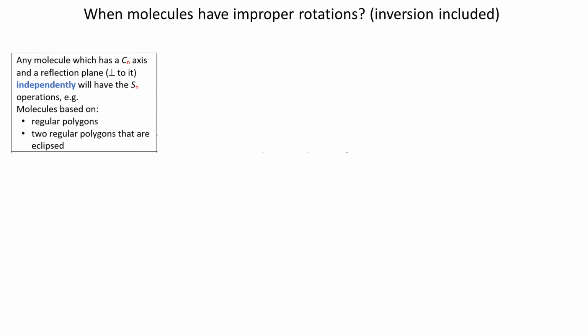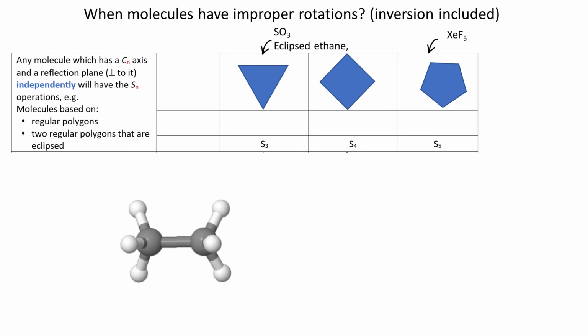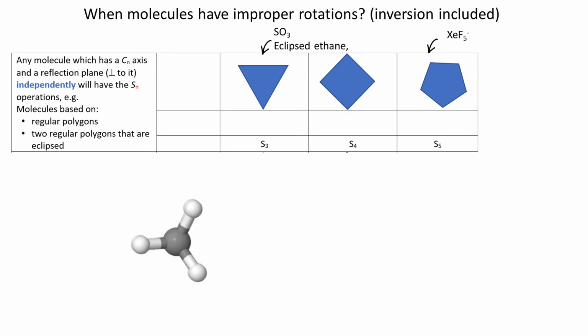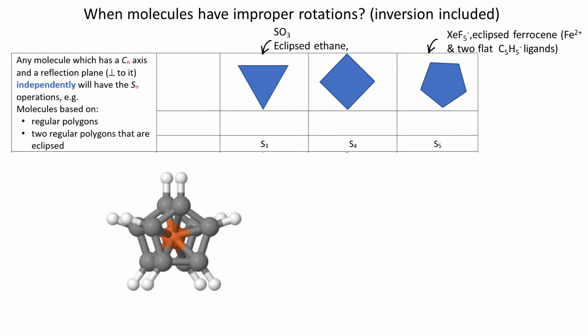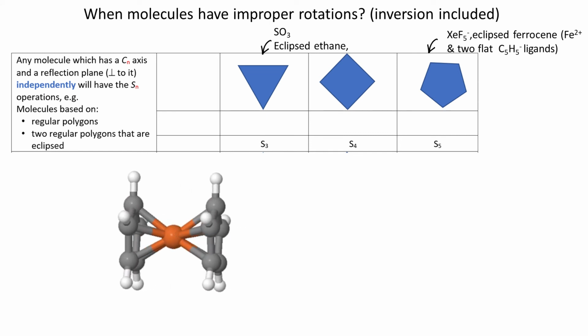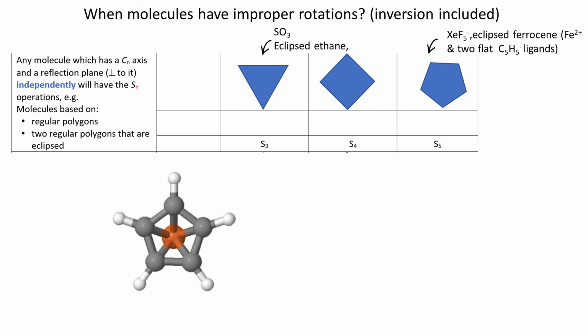There are many structures of molecules that we could use as an example, but let's focus on molecules that are based on regular polygons. They can be flat, for example SO3, a regular triangle, or for example the xenon pentafluoride anion, a regular pentagon, or they can be made of 2 eclipsed polygons. Here we have a model of eclipsed ethane. The structure can be simplified to 2 eclipsed triangles, or more precisely, a triangular prism. And here we have a model of eclipsed ferrocene. The structure is made of 2 pentagonal ligands, C5H5-, and an iron cation, Fe2+, is sandwiched in between them.